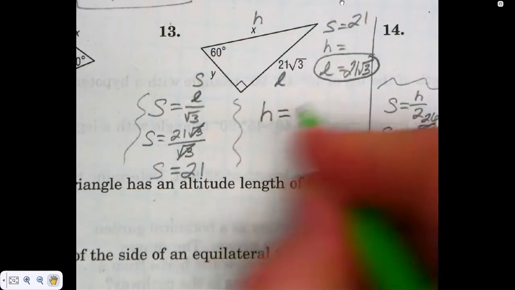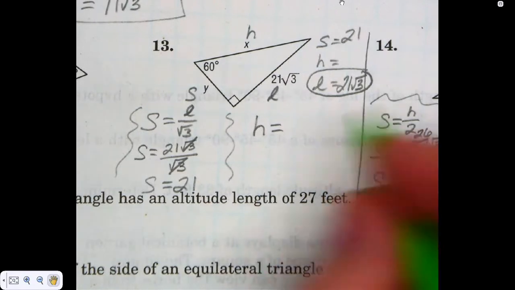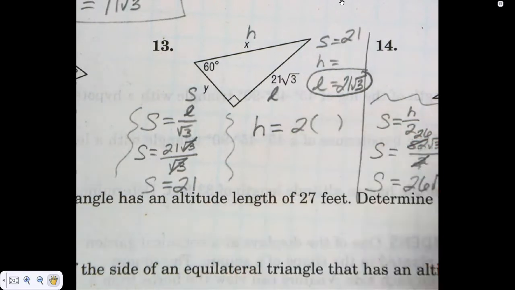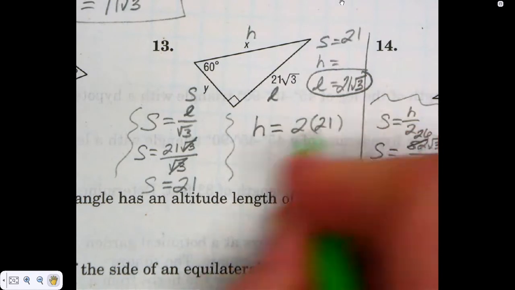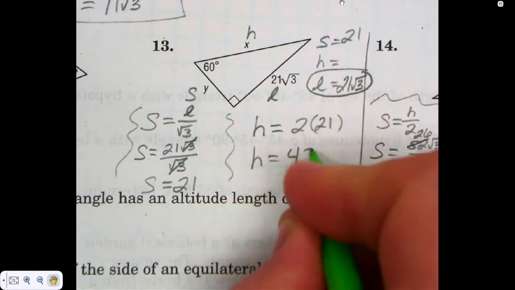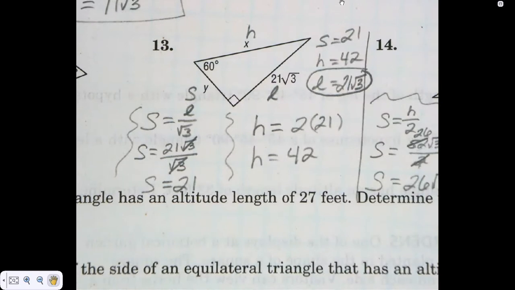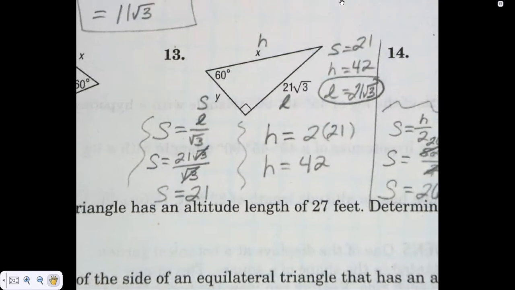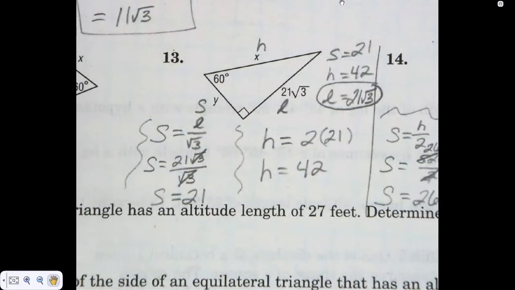Only thing left to find is what? H. What is H? 2 times S. 2 times whatever S is. What is S in this case? So H is equal to? So as you can see, it all changes according to what's given to you first, correct?